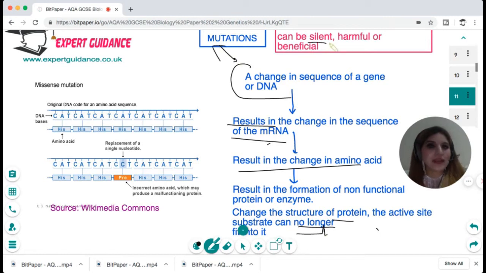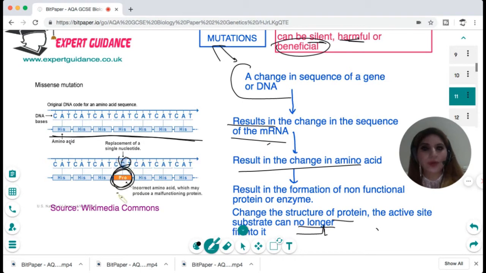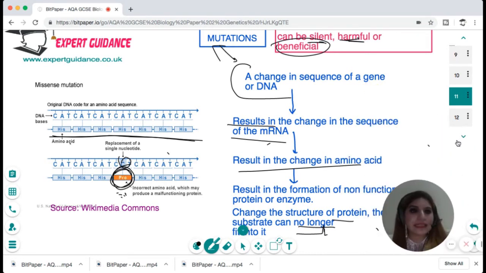Now, this can be silent because it results in the change of a base that does not make any change to the amino acid. Harmful, if it causes any disease, or beneficial, if it gives some extra characteristics to an organism. Okay, so you can see in this, our original amino acid chain is all His, but with the change of one amino acid, the His changed to Pro, and that's what caused a malfunctioning protein. So you should know the definition of mutation and what changes a mutation does. That is, it can cause a change in amino acid and a non-functional protein. Okay, and you should be able to explain that in the exam.